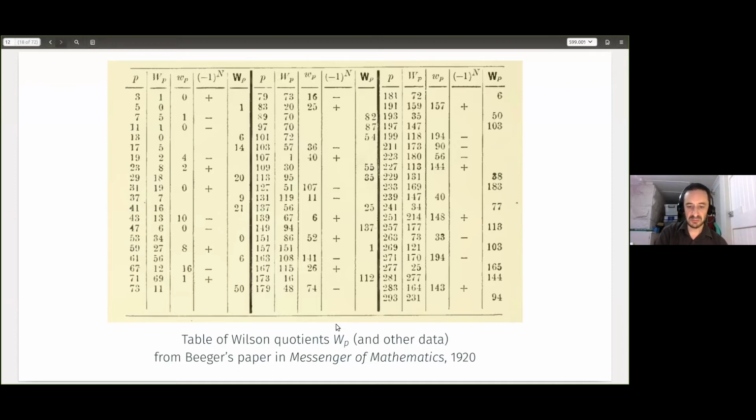So this is a paper in a journal called Messenger of Mathematics, which I think is a very cute name for a journal. It later became, I believe, the Quarterly Journal of Mathematics. So it doesn't exist under that name anymore. But one interesting thing about this table is actually it does contain a bunch of mistakes. So 5 of these numbers are wrong.